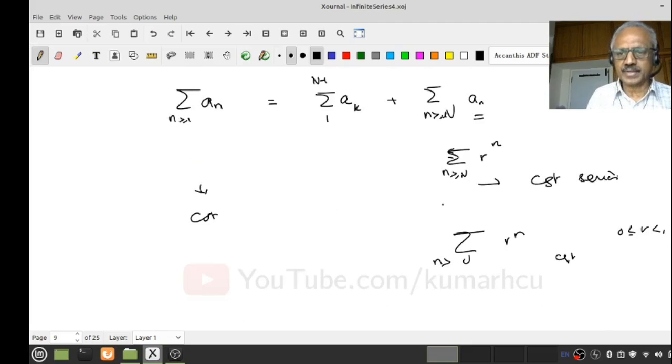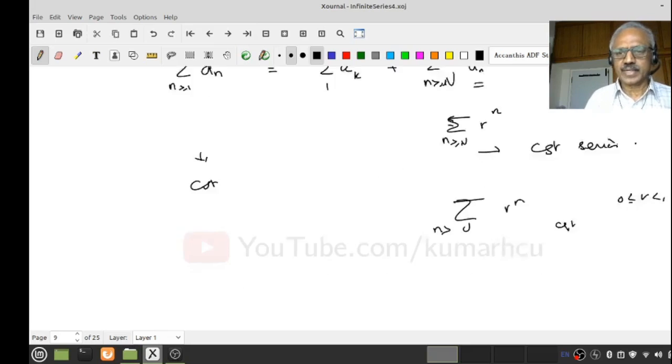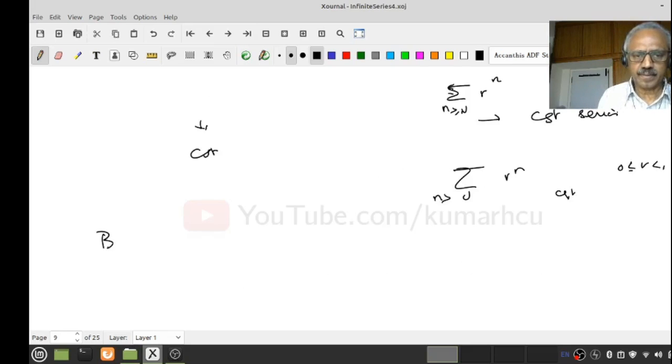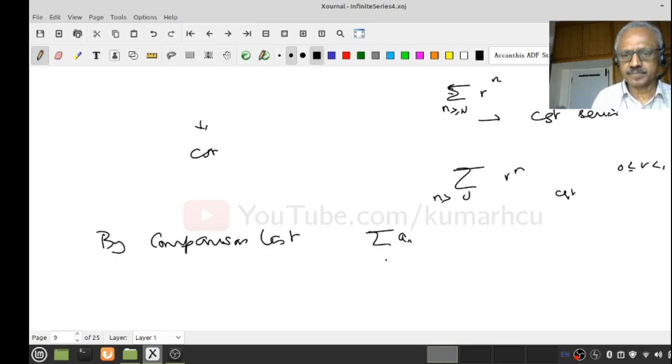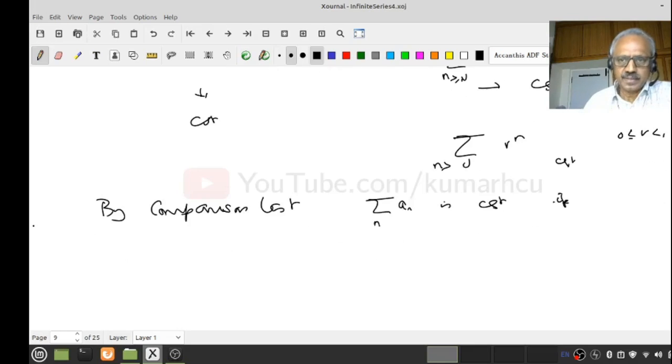So we are comparing. So this a_n is less than or equal to r to the power n for all n greater than or equal to N. So by comparison test, summation a_n is convergent. Okay? This is one. We proved one. Do you understand this? Right.